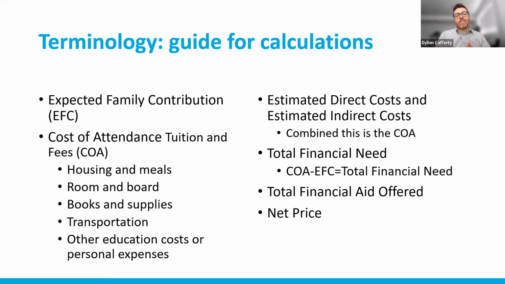And then some other terms are total financial need. And this is found by taking the cost of attendance and subtracting the EFC, and that'll provide a number that's the total financial need. In addition, they'll see total financial aid offered, as well as net price. And those are some different terms as well. The net price is what they've calculated from the cost of the college that they've estimated, subtracting the aid, and that'll provide the amount that the student's expected to provide.